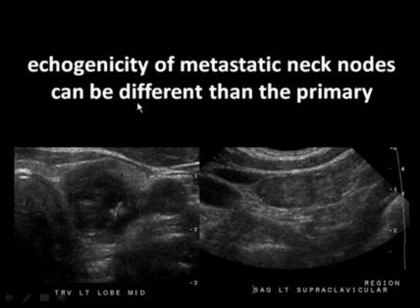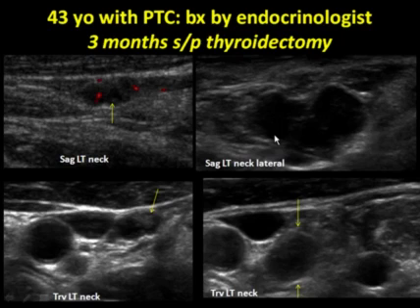Remember that the echogenicity of the metastatic neck nodes can be different from the primary. So here's a patient whose primary lesion is markedly hypoechoic and it has macrocalcifications, and she has this left supraclavicular or level 4 lymph node, which is actually echogenic, not hypoechoic, and there are no calcifications. And this was metastases to the left L4 jugular chain.